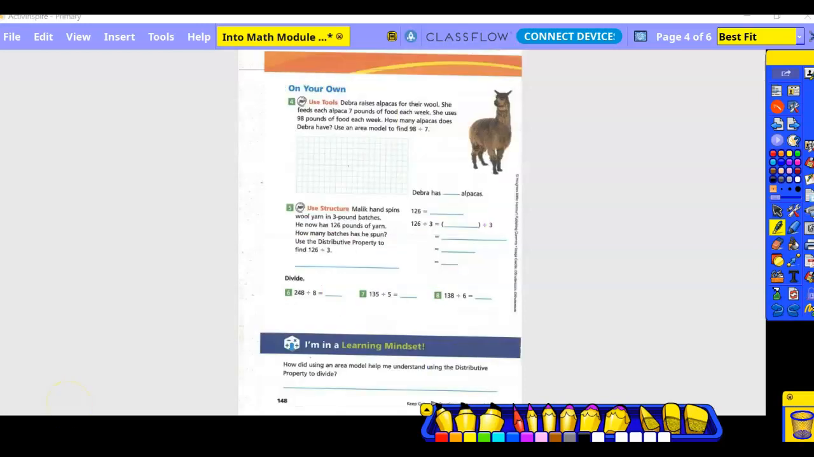On your own, number 4, Deborah raises alpacas. So you guys are going to do number 4 with your partners. Okay, we're going to do number 5 here in a second. Number 5 and 6, and then you guys are going to do 7 and 8 with your partners. So 4, 7, and 8 with your partners.